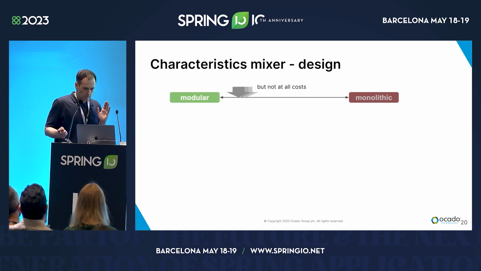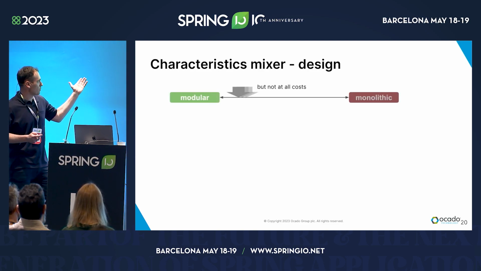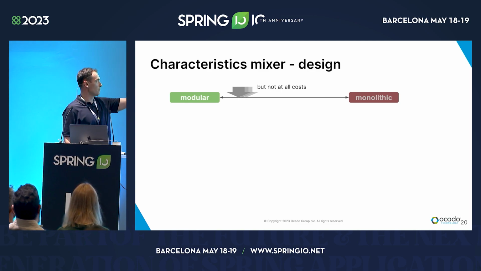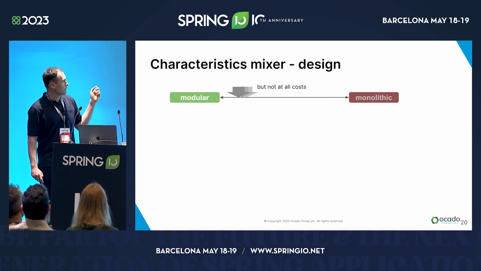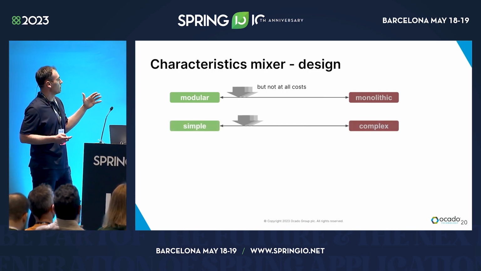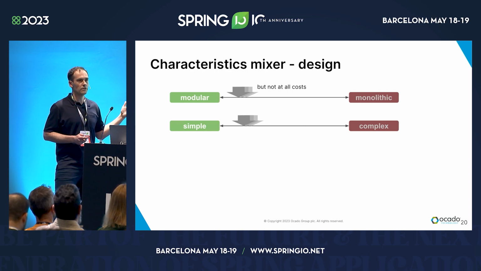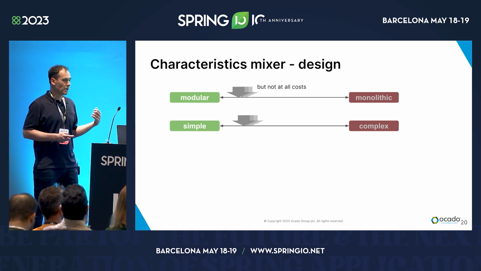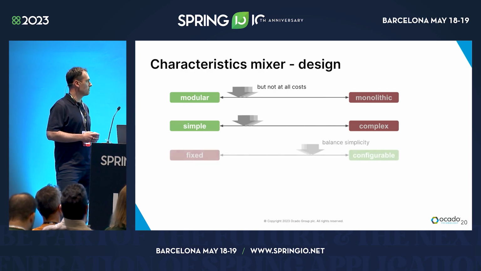So, for example, we want to be modular. If you see the gray arrow, it moves to the left, so it means we are more and more modular over time. Maybe not at all costs. Certainly not monolithic. We want our modules to be simple, and they become more simple over time. So whatever was complex, we make more simple, more intuitive.